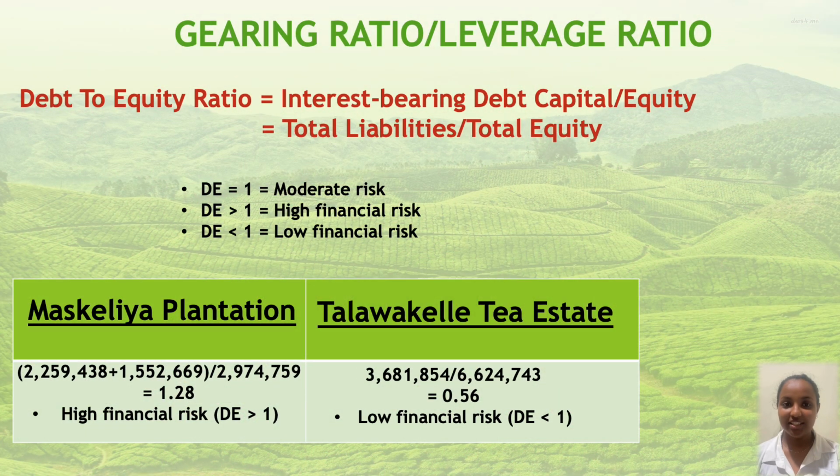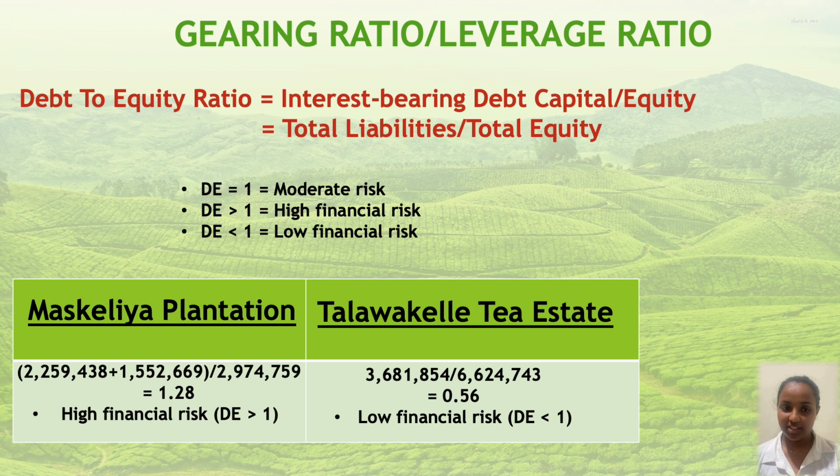I am Dushani. This slide shows the debt to equity ratio. According to this calculation, for every 1 rupee of money invested by the owners, Muscalia Plantation has borrowed 1.29 rupees and Thalakale Tea Estate 56 cents in debt. This shows Muscalia Plantation uses slightly more debt than equity to finance its business, and Thalakale Tea Estate uses much less debt than equity to run its business.